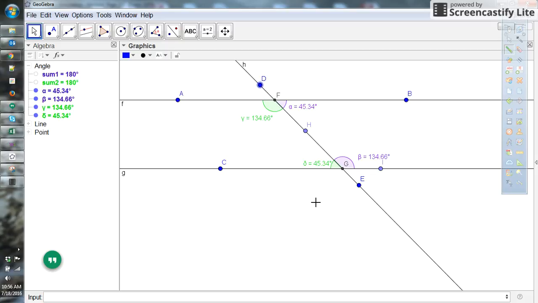Okay, and like I said, there's 2 pairs of consecutive interior angles that you're going to have whenever you have a parallel line cut with a transversal, and they're labeled here. The one pair is the green one, and the other pair is the purple one.